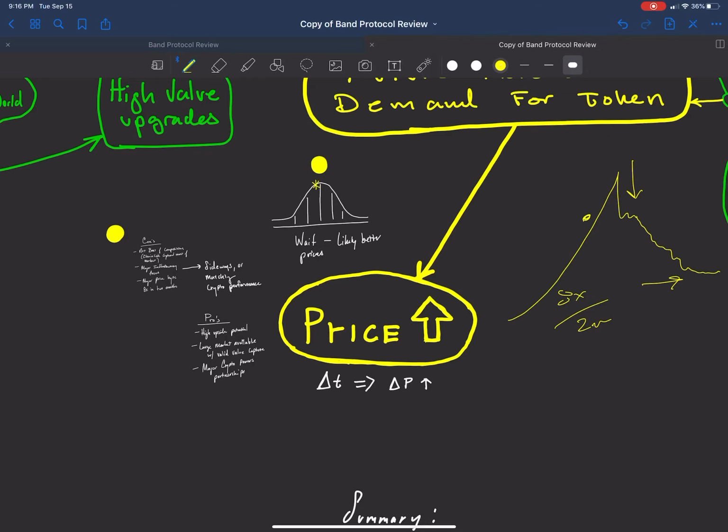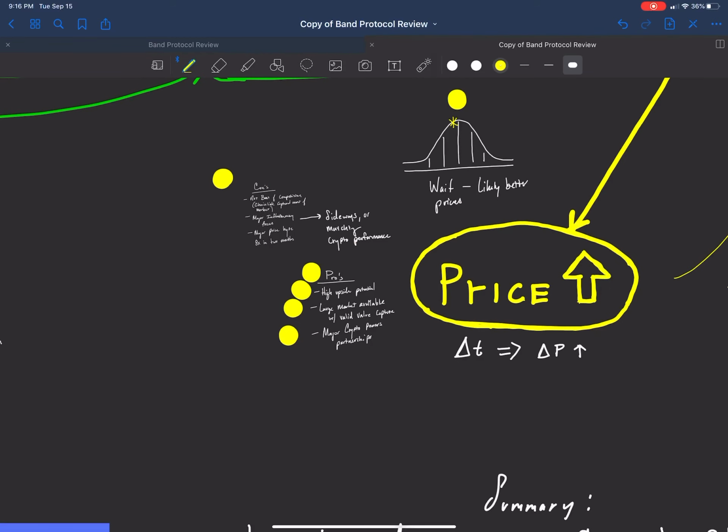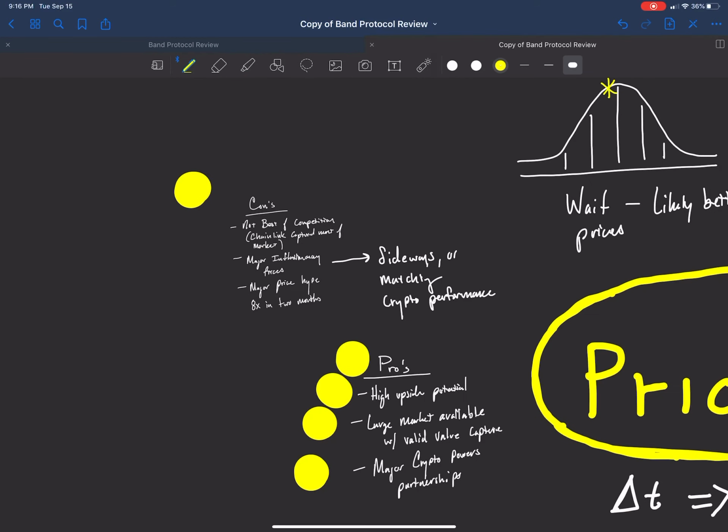Okay, so the cons. I like to start with the pros. So the pros of the project: it has a high upside potential, large market available with valid value capture. Oracles have a good value capture. They're feasible. They're real. They have real business models, and they have major crypto powers partnerships like Coinbase and Binance that are part of this, so they're definitely going to have those connections to push this project and make connections happen. So that's definitely some of the pros.